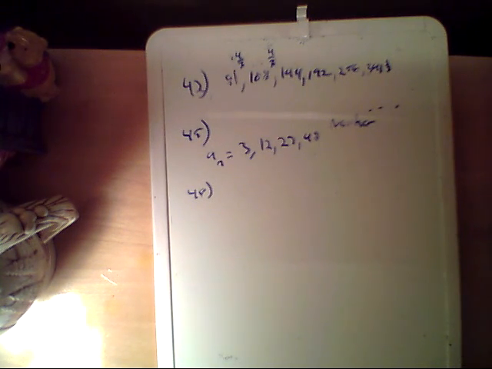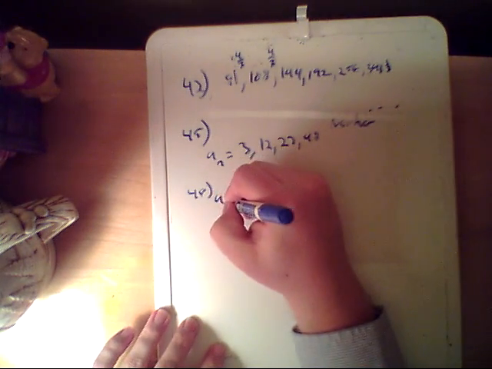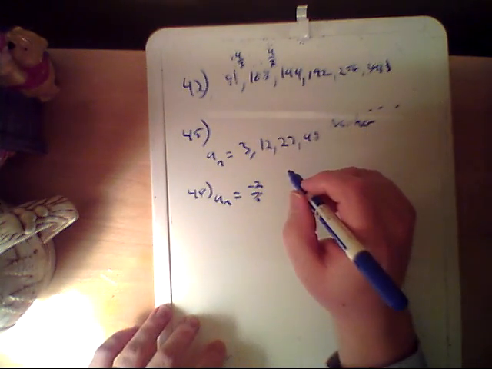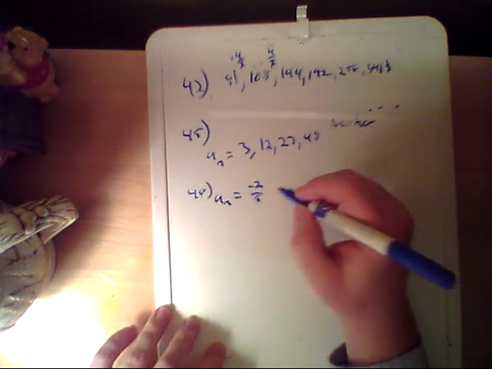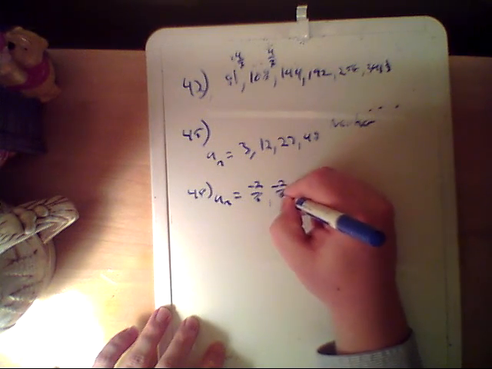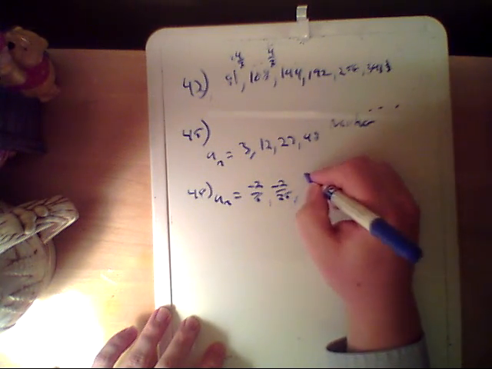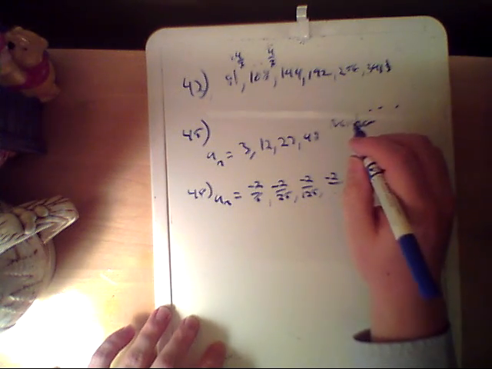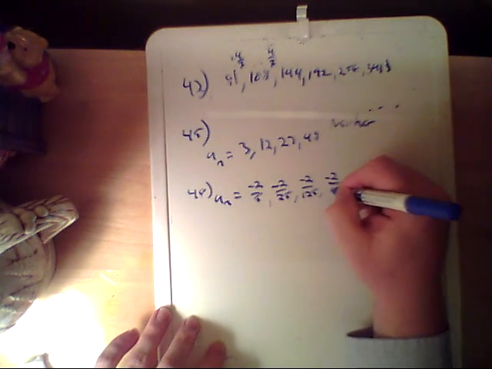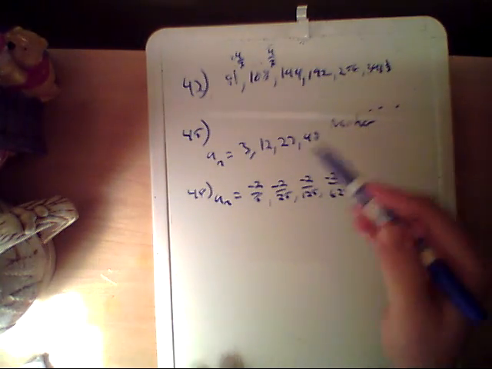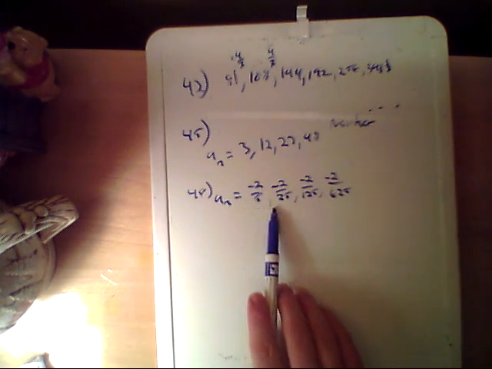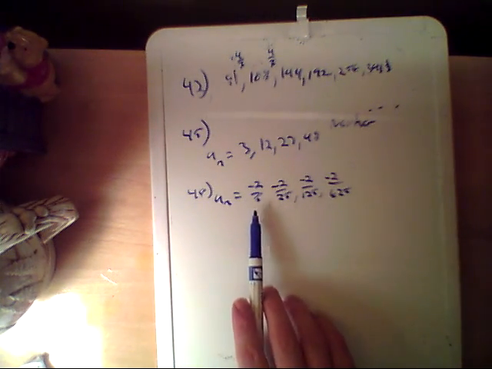A sub n equals negative 2/5, negative 2/25, negative 2/125, and negative 2/625. Okay, so obviously there's not a common difference here because there's a tiny bit of difference here, and that's obviously not going to work. But let's look at what happens here.